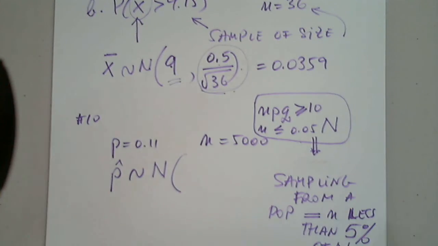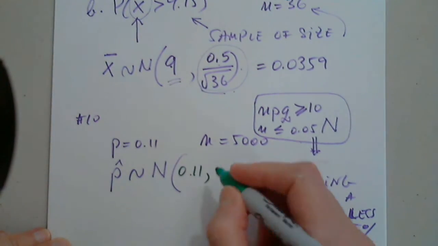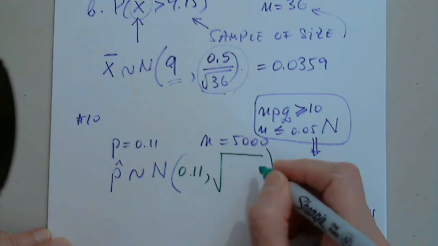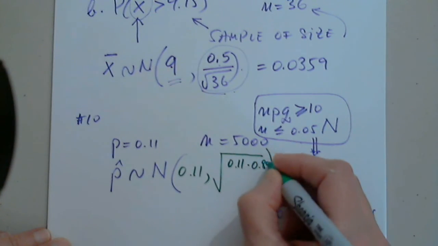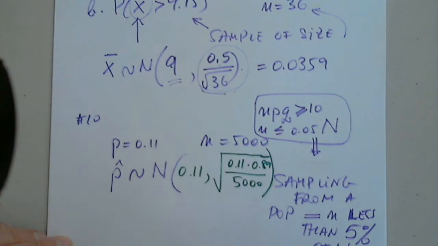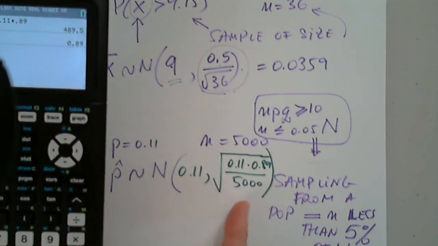So then we continue. So I have p-hat normal with mean 0.11, and the standard deviation has to be the square root of PQ over n, so 0.11 times 0.89 divided by the sample size, which is 5,000. So all I have to do is calculate that. I'm going to enter this as is, and calculate.